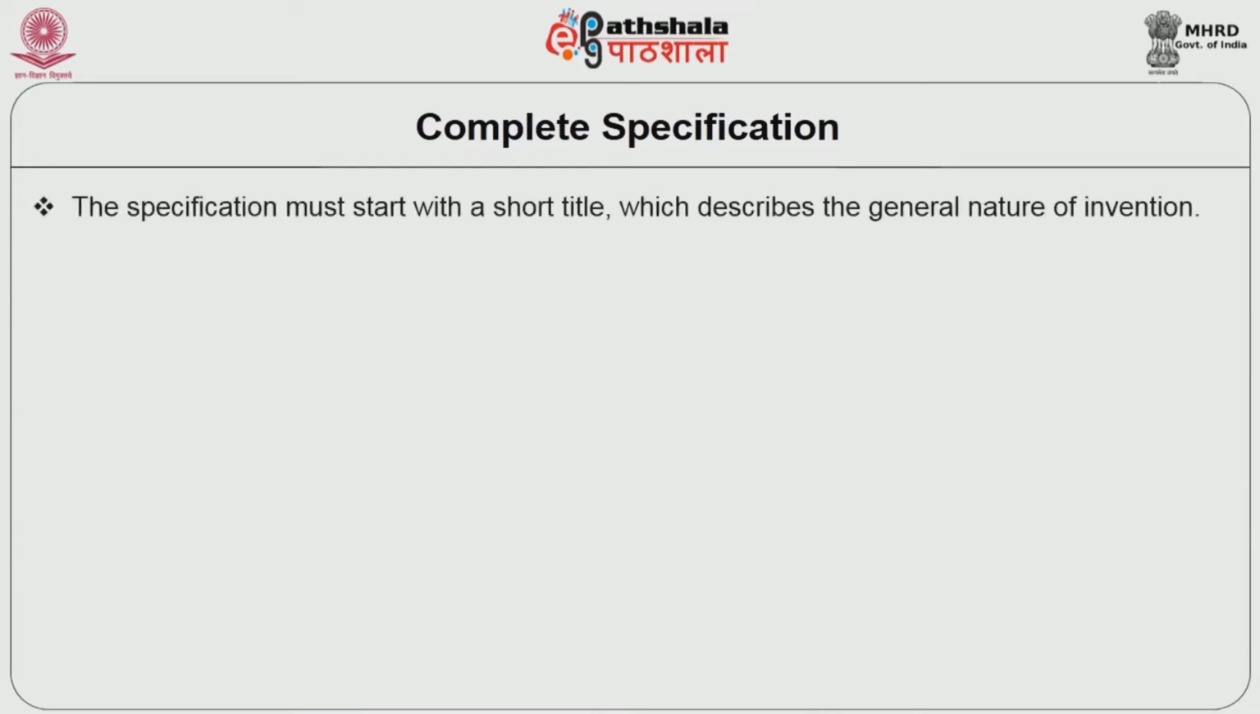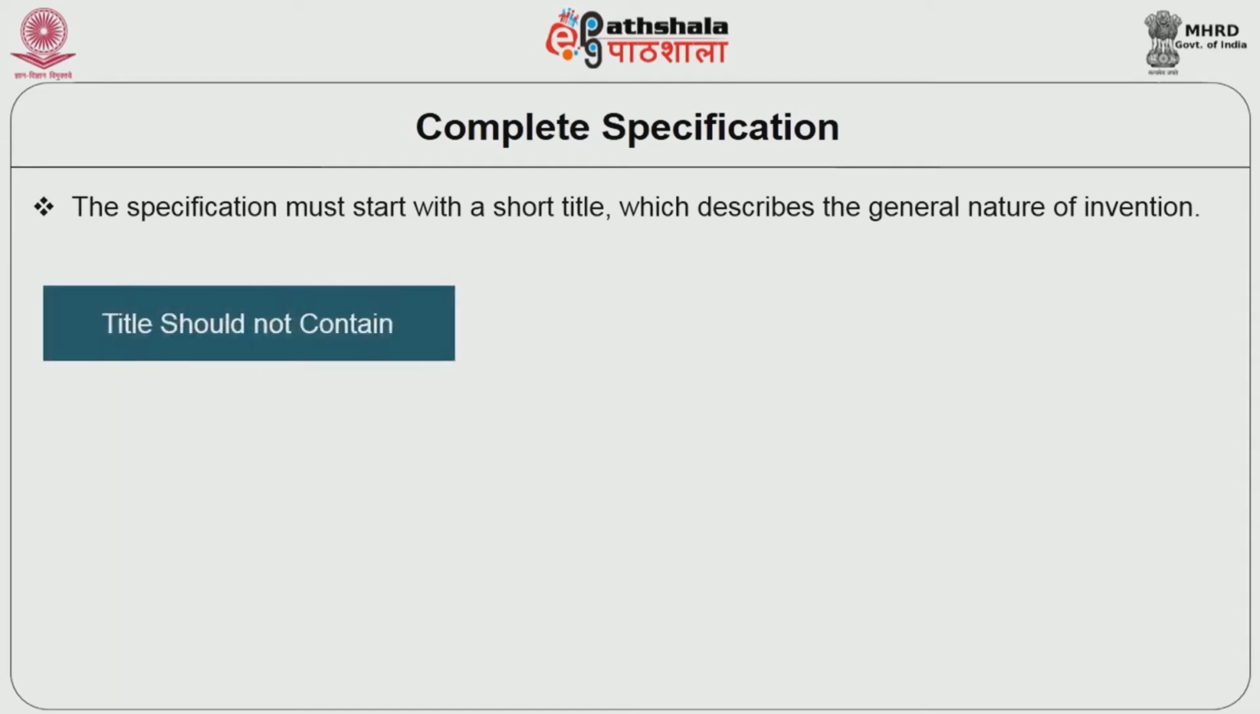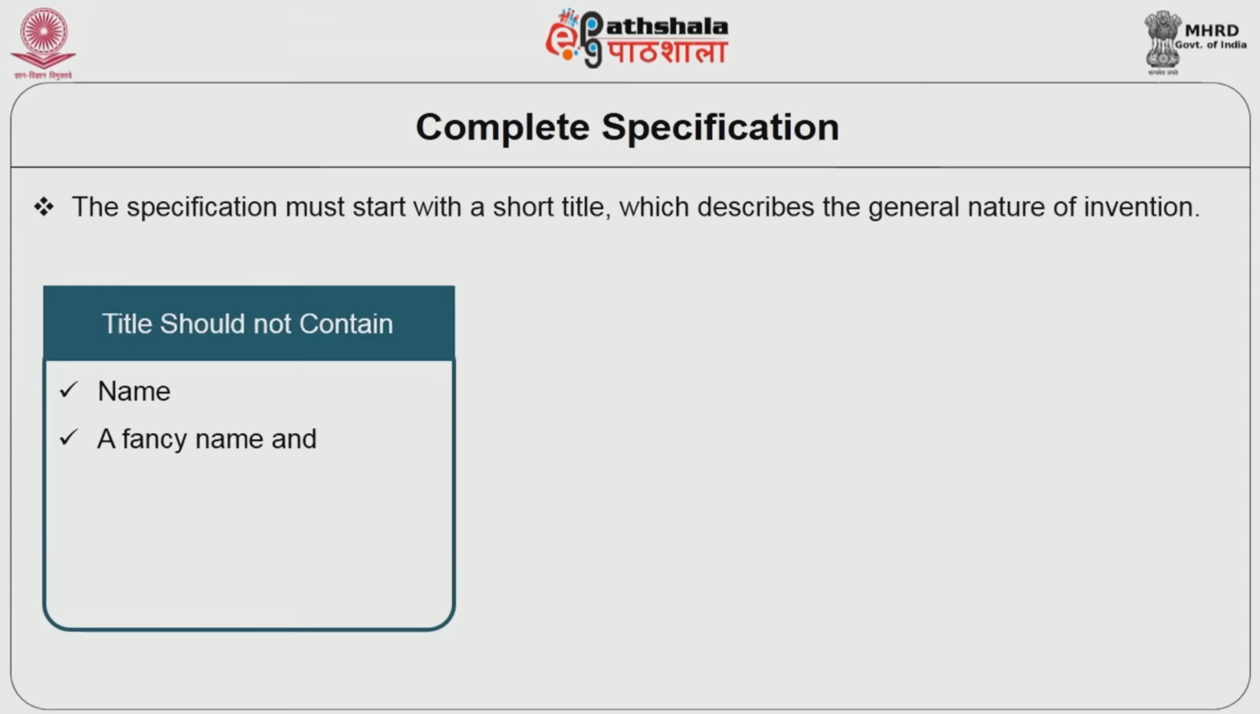The specification must start with the invention title. The title itself describes the general nature of the invention. It should not contain anyone's name or a fancy name, a trade name or personal name, or any abbreviation.